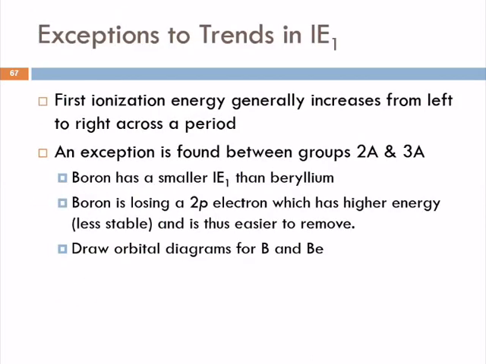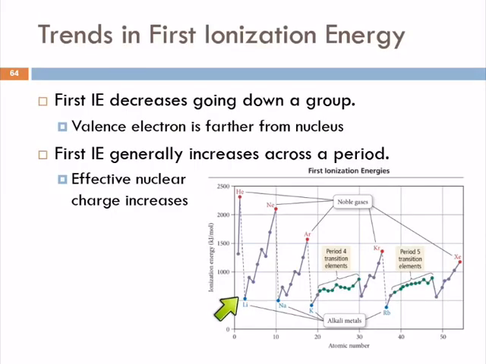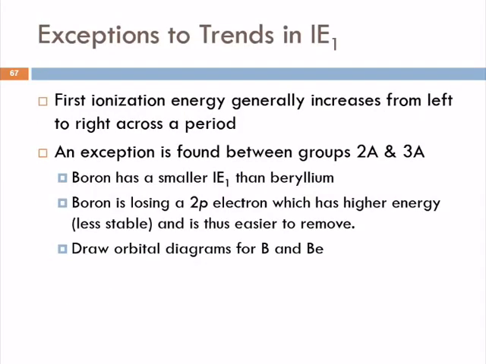Oh, exceptions, right? Got to be exceptions. So, I did point these out in that graph, this one. It goes up and comes down. It goes up and comes down. What's up with that? We see this exception between group 2A and group 3A. Boron has a smaller first ionization energy than beryllium, and that's not what we would expect based on periodic trends. What's happening is that boron is losing a 2p electron, whereas beryllium is losing a 2s electron. The 2p electrons have higher energy than the 2s electrons, and so they're a little easier to lose.